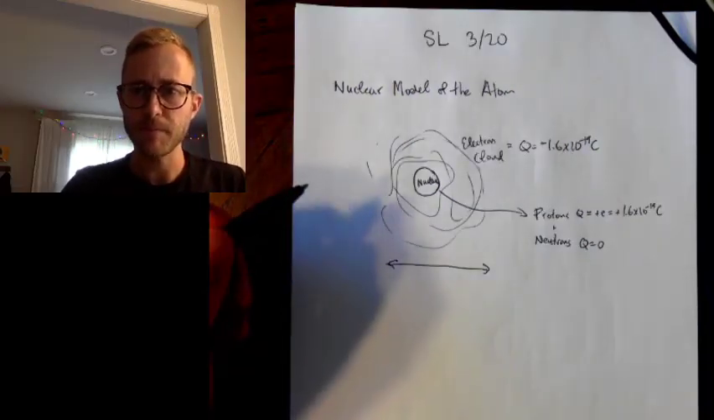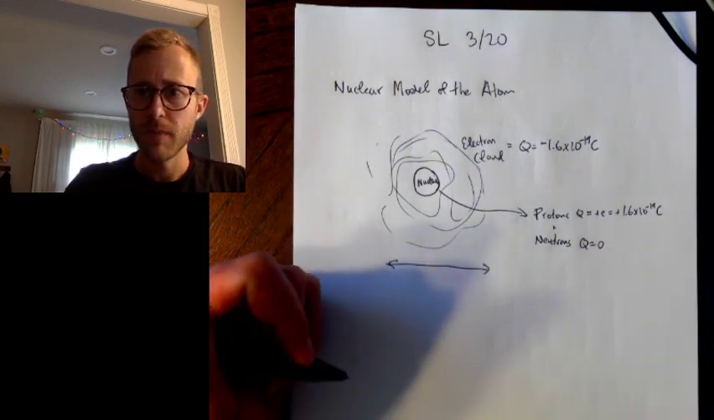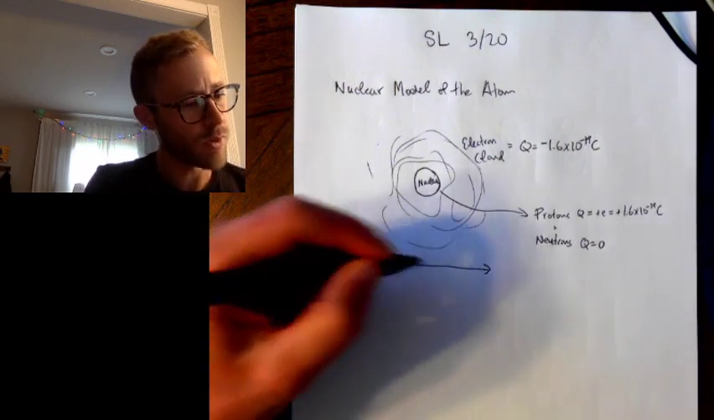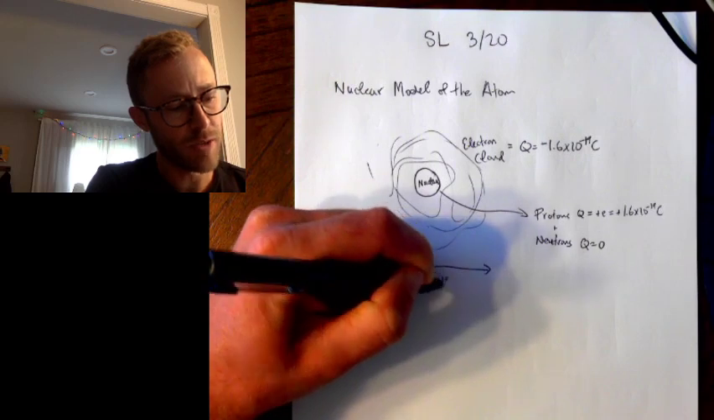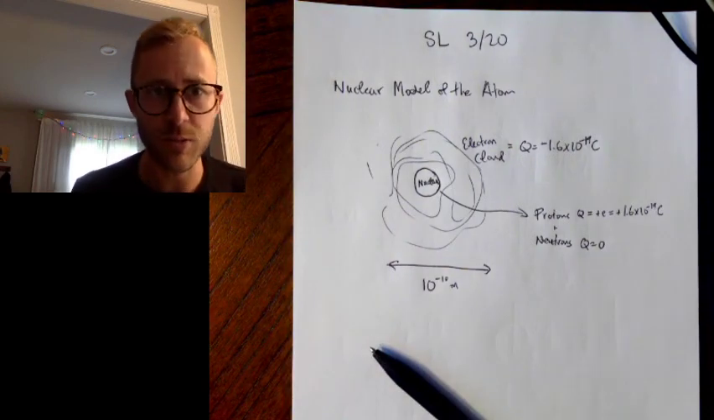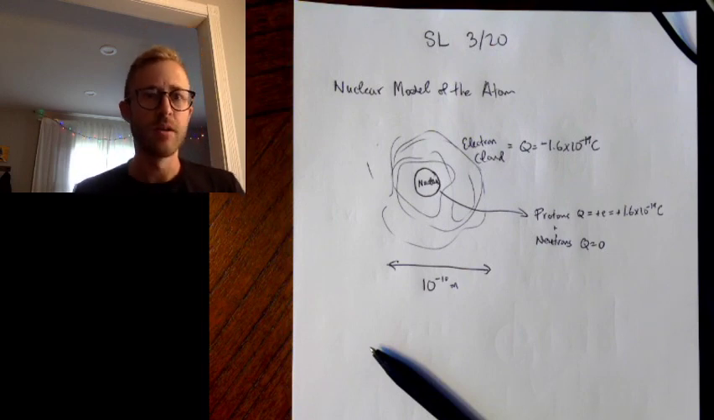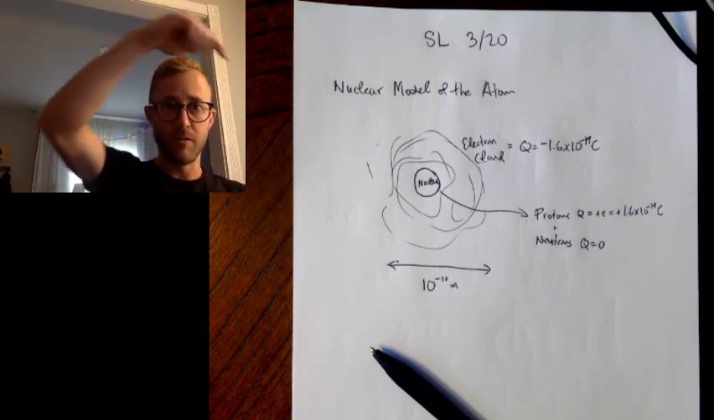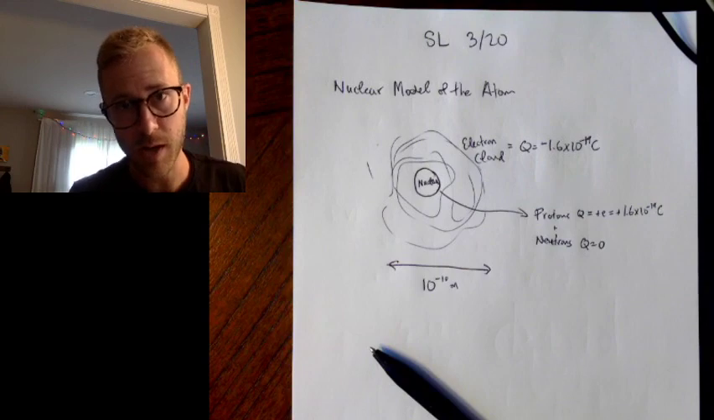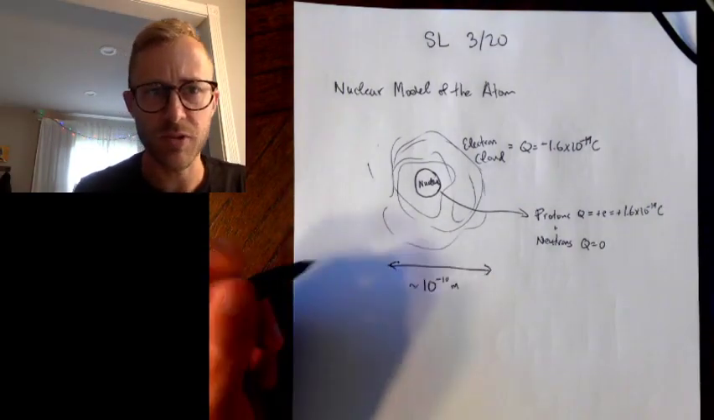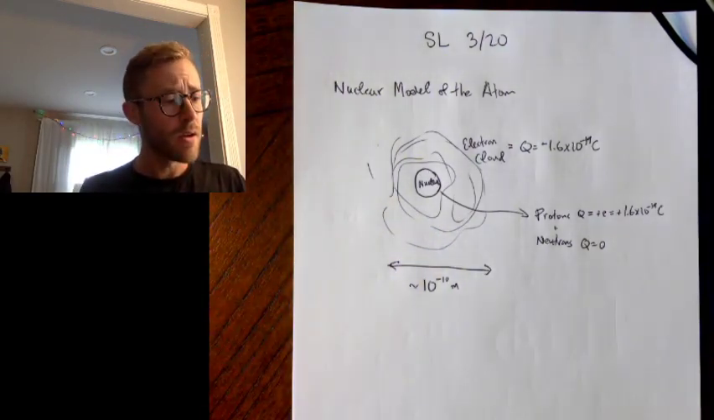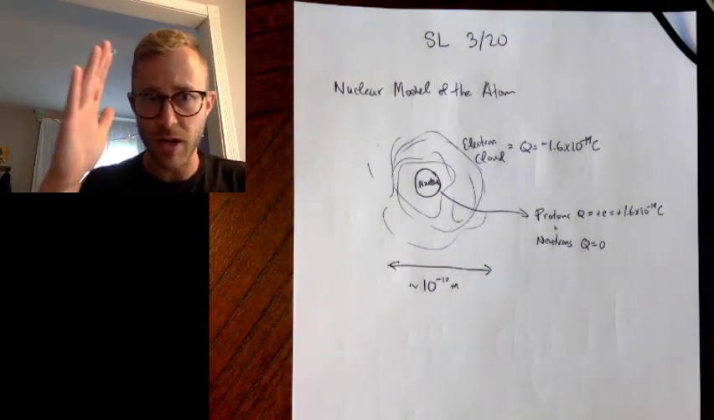The size of an atom is roughly 10 to the minus 10 meters. That's 1/10 billionth of a meter. So if you have a meter stick and you wanted to know how many atoms go across it, it's about 10 billion of them. This is approximate. Different atoms have slightly different sizes, but it's all around 10 to the minus 10 meters. That's the size of the electron cloud.